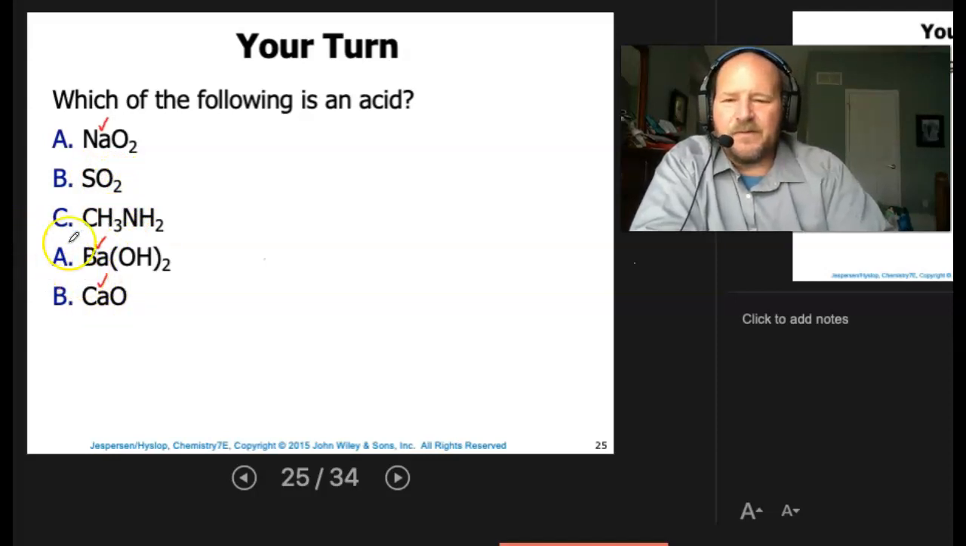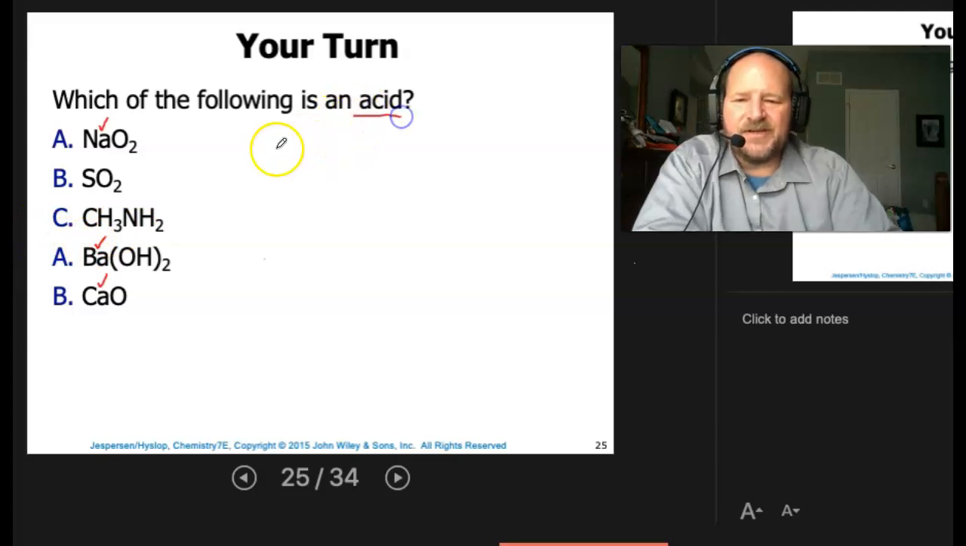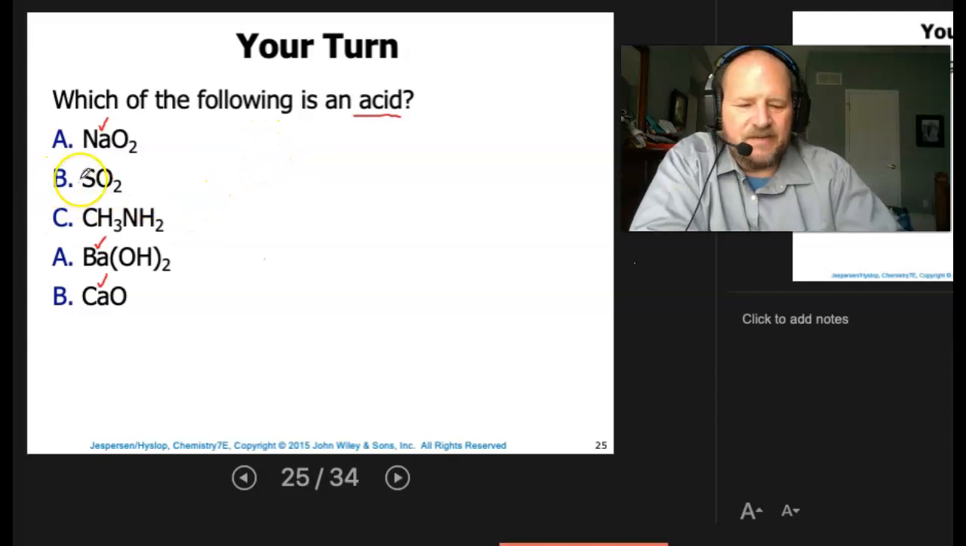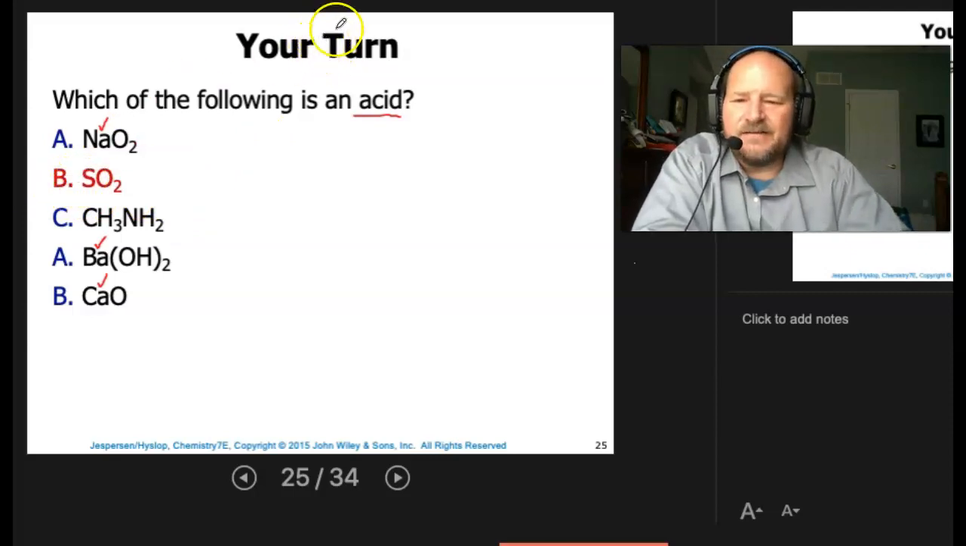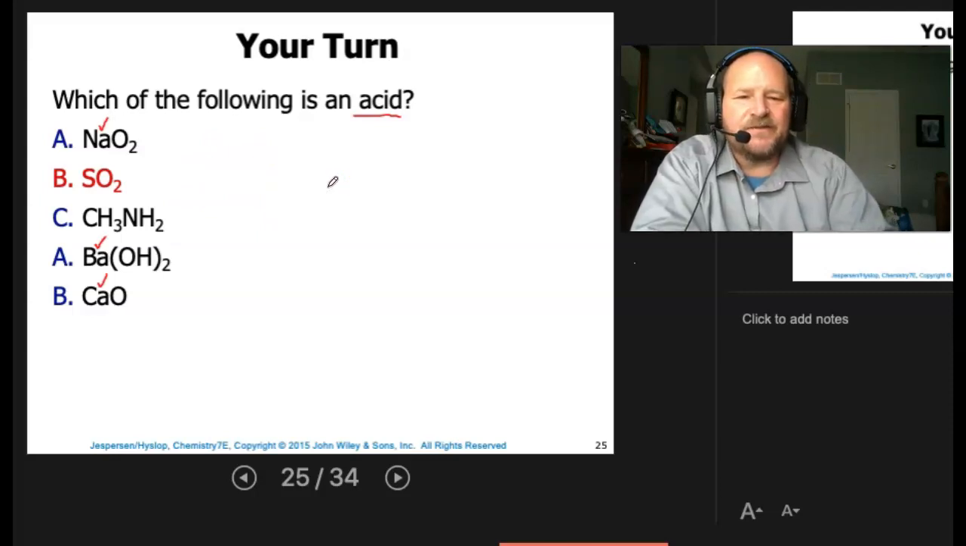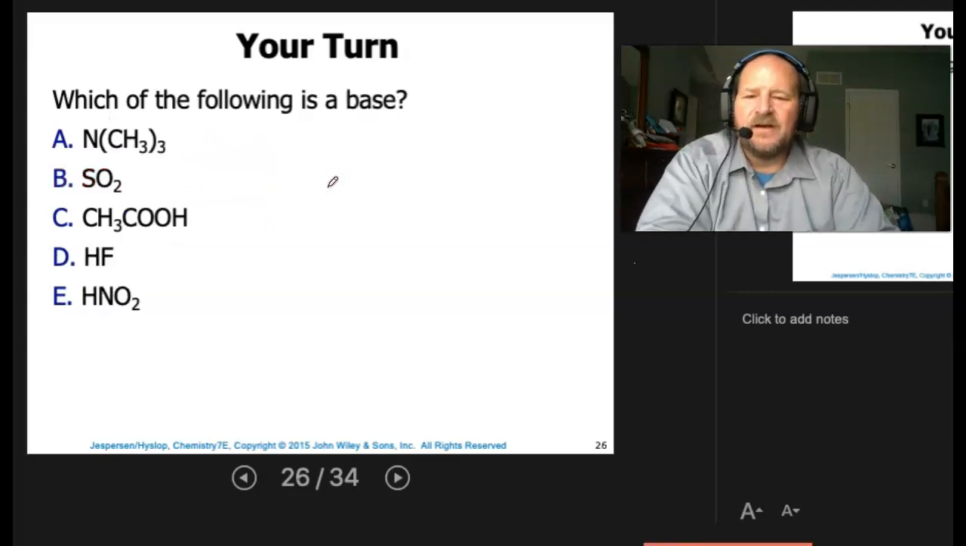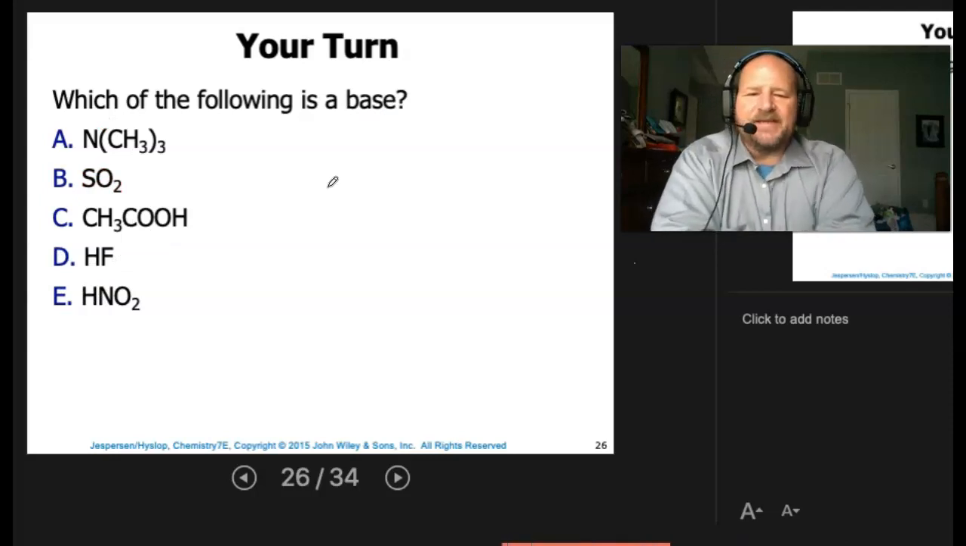Now, hopefully remember, we're looking for an acid. We need somebody that's going to donate a proton. Tricky here because there's no protons in B, but that is going to be our acid, right? And hopefully you remember why. When I take SO2 and mix it with water, it's going to give me H2SO3, sulfurous acid.